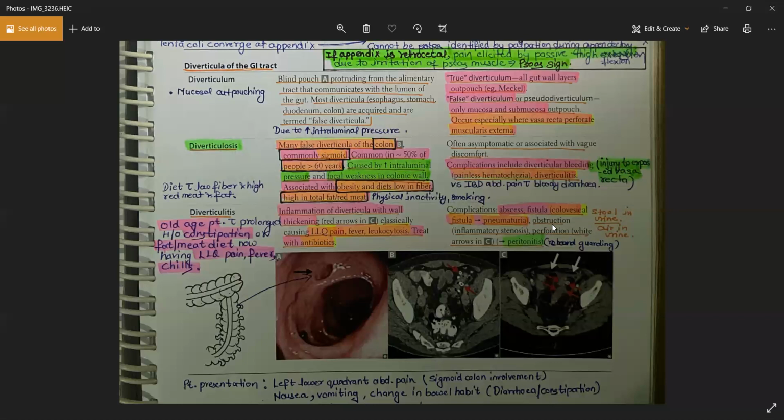Then you will only choose the cancer. If the symptoms are more like diverticulitis, then you will choose diverticulitis only, right? Even if the obstruction is present there.